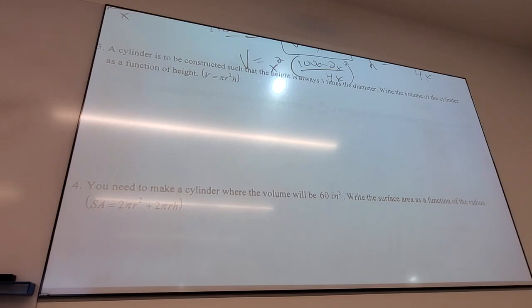What's the one little tricky thing? Yeah, the volume currently is a function of what? Radius and height. So the volume is currently a function of radius and height. And I tell you the height is 3 times the diameter.